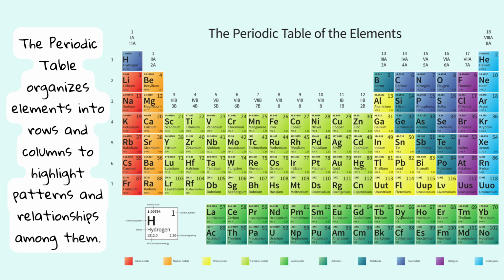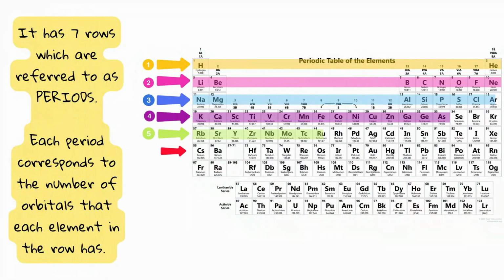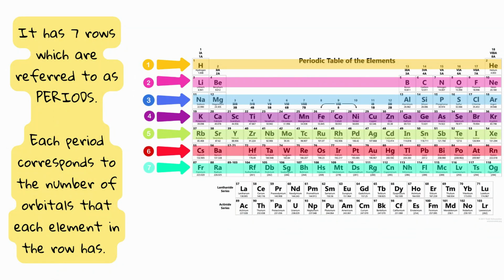The periodic table organizes elements into rows and columns to highlight patterns and relationships among them. It has 7 rows, which are referred to as periods. Each period corresponds to the number of orbitals that each element in the row has. Anything found in row 1 would have 1 orbital. Anything found in row 2 would have 2 orbitals. Row 3, 3 orbitals, and so forth.